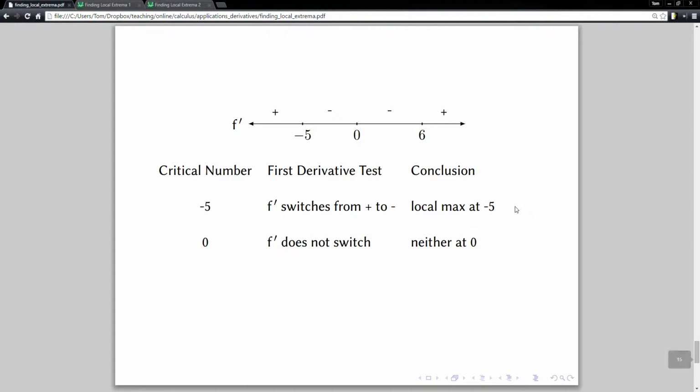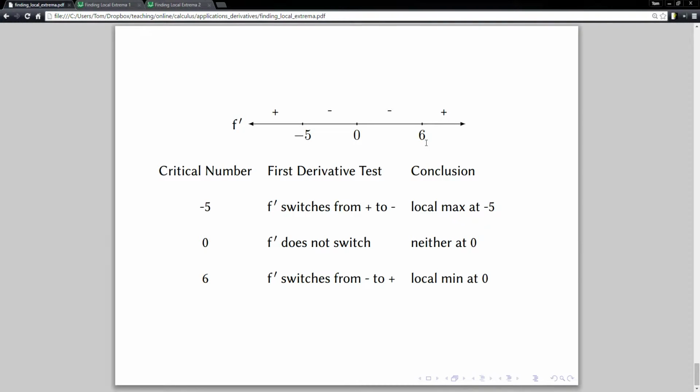Next up, we have 0, the next critical number right here. We can see that f prime doesn't switch. It was negative to the left, and it was negative to the right. So there is neither a local max nor a local min at 0 because the derivative doesn't switch. The original function was decreasing, then decreasing again. So no local max, no local min.